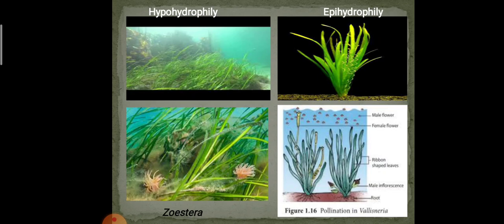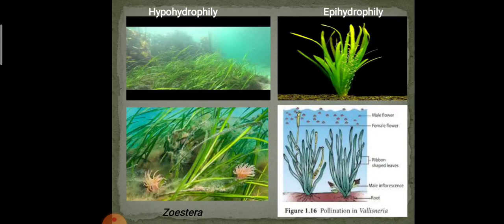Here two plants are there, which means the dioecious condition. One is a male plant, another is a female plant. The male plant produces a male inflorescence below the water, but when the male inflorescence matures, it releases the male pollen grains or male flowers at the top of the water level.